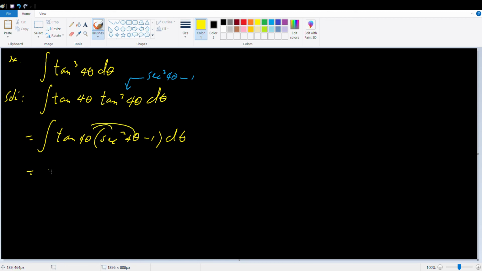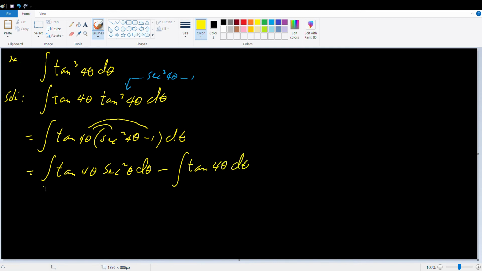We distribute and split into two integrals. That will be the integral of tangent 4 theta, secant squared 4 theta d theta, minus the integral of tangent 4 theta d theta. Here, my u is tangent 4 theta. Then du is 4 secant squared 4 theta d theta. There.